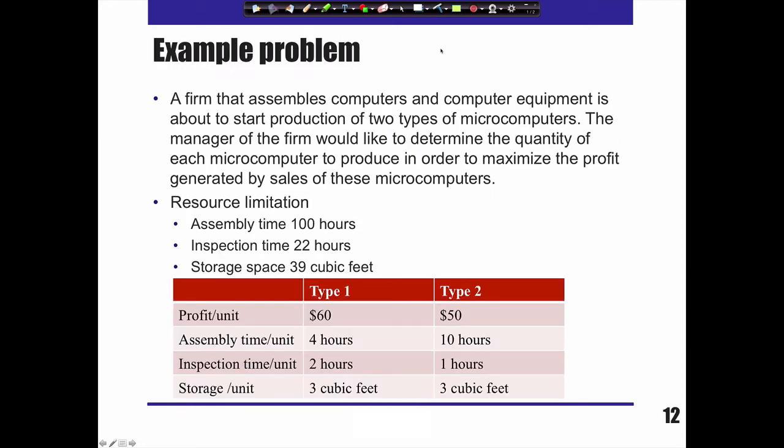Okay, example problem: a firm that assembles computers and computer equipment is about to start production of two types of microcomputers, and what we are trying to do is maximize the profit. And this is the resource limitation, which means it will go to the constraints. We have assembly time, inspection time, and storage space, and then the type 1, type 2 computer profit, required assembly hours, required inspection hours, and storage units, right?